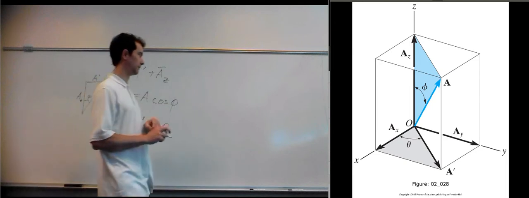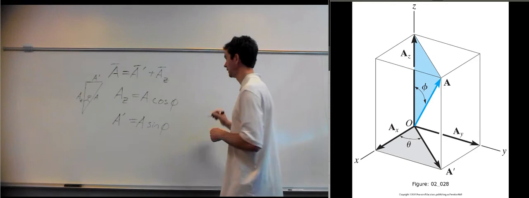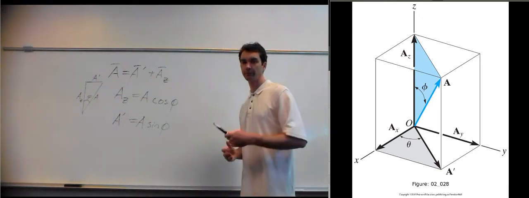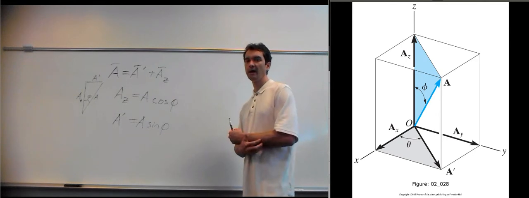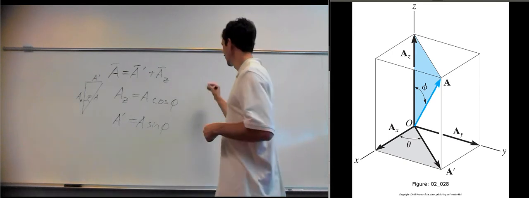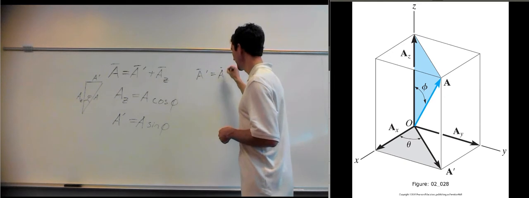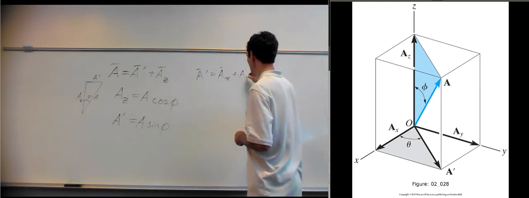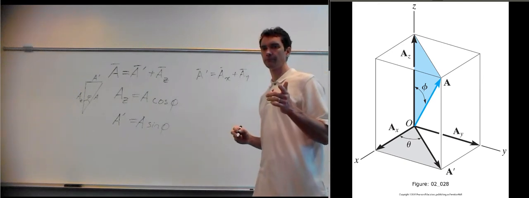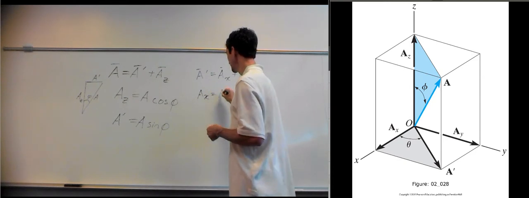And if we want to get the other rectangular components, AX and AY, then we're just going to use A prime. Because if you look at that figure on the right, A prime is composed of AX and AY. In other words, the vector A prime is equal to the vector AX plus the vector AY. And here are the equations for getting AX and AY, the magnitudes.